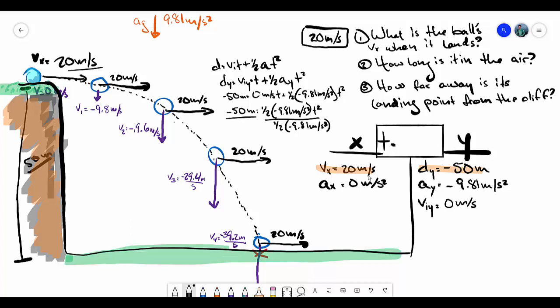Divide here, 1/2 times negative 9.81 meters per second squared. These guys cancel out, and you'll have t squared by itself. So that should look like this.